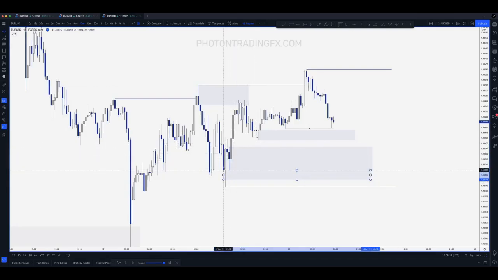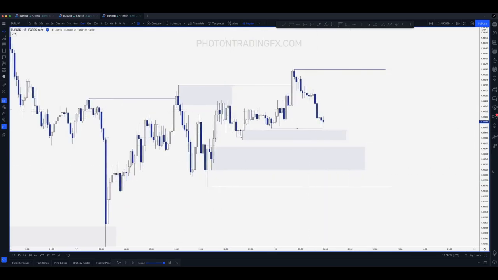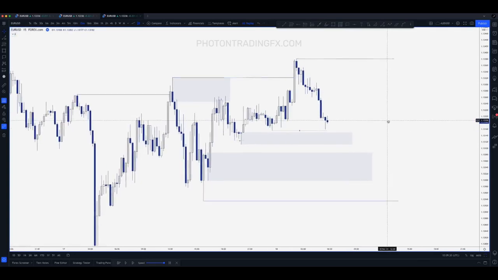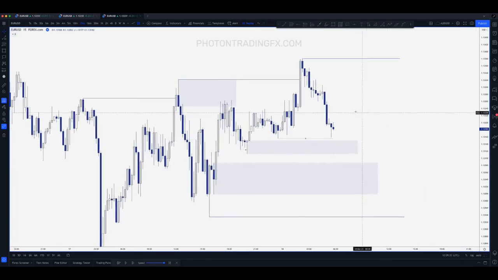And potentially in the back of my mind as well, I would be keeping a very, very loose eye on this extreme zone as well, because there could be something in that wick. So what I do is I set my alert on this POI, and I wait for price to come into it. And then I wait for my lower time frame execution model.